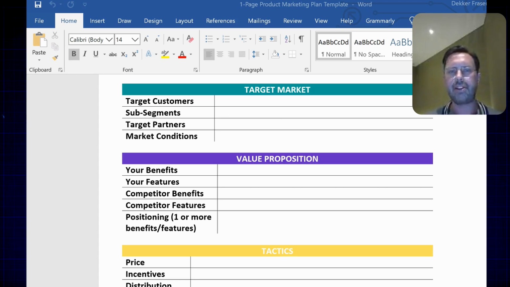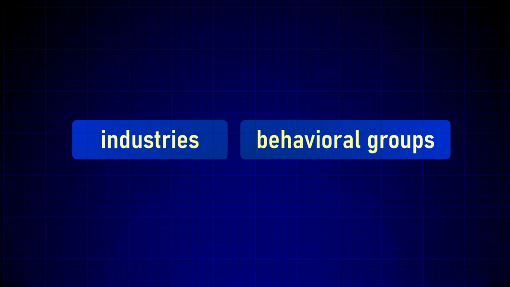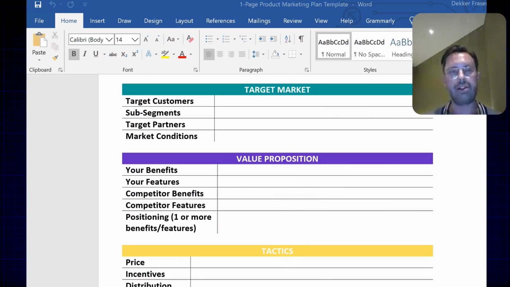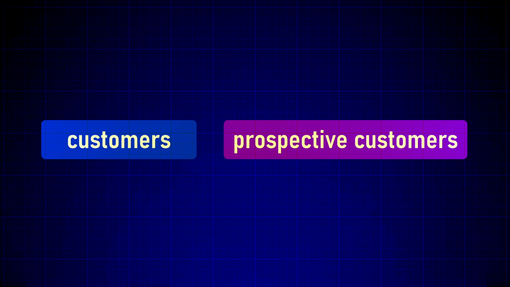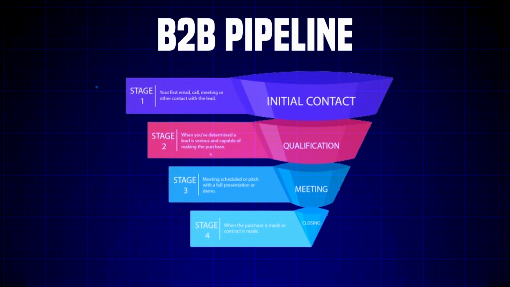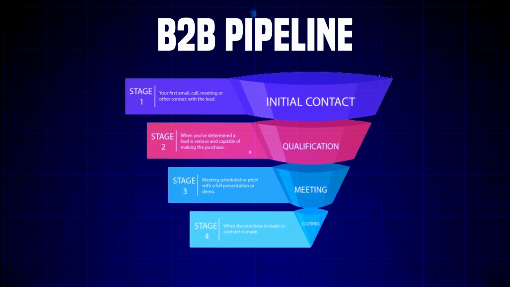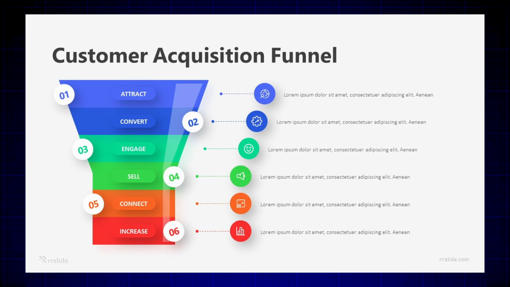Other subsegments are going to be different types of industries and different behavioral groups. So it may be current customers that use your product a lot versus consumers that are using your product infrequently. So maybe they only log in once a month versus every single day. So there are many different ways to subsegment the customer groups depending on what you're doing. Are you focusing on current customers? Are you focusing on prospective customers? Are you trying to build a business-to-business pipeline? Or are you trying to do massive consumer acquisition with a freebie?